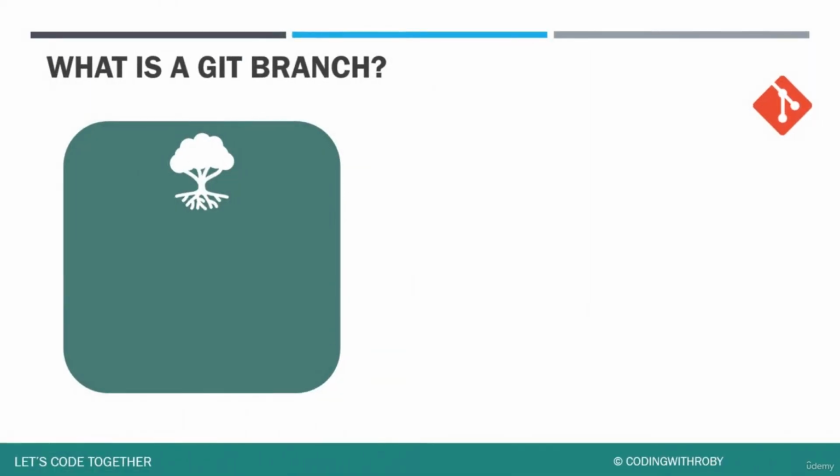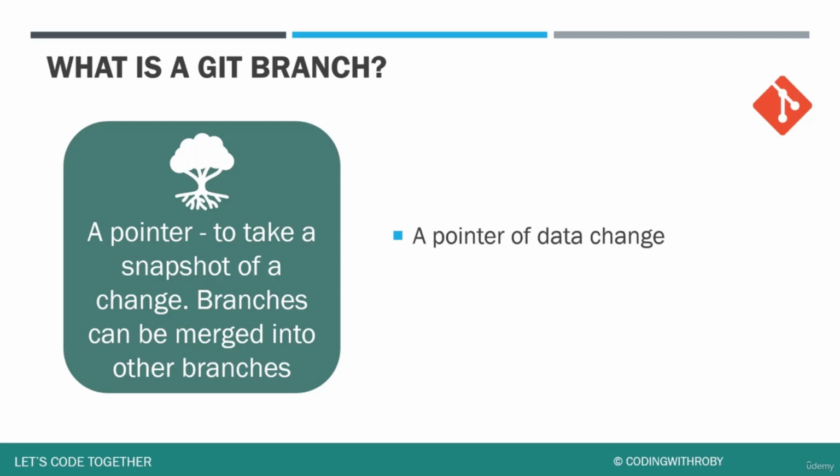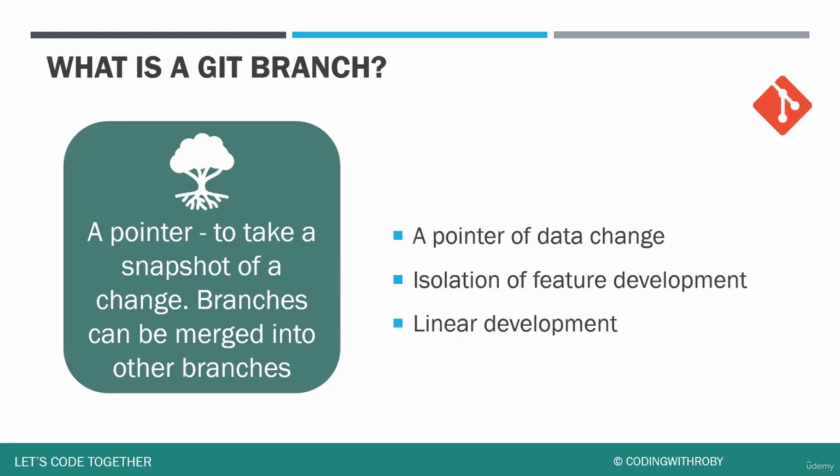What is a Git branch? Well, a Git branch is simply a pointer to a snapshot of a change. Branches can be merged into other branches. So a branch, again, is just a pointer of a data change. Branches help with isolation of features in development, and branches help with linear development. Branches are extremely needed and important when dealing with Git, and we will want to isolate branches with just about every new feature to our application.